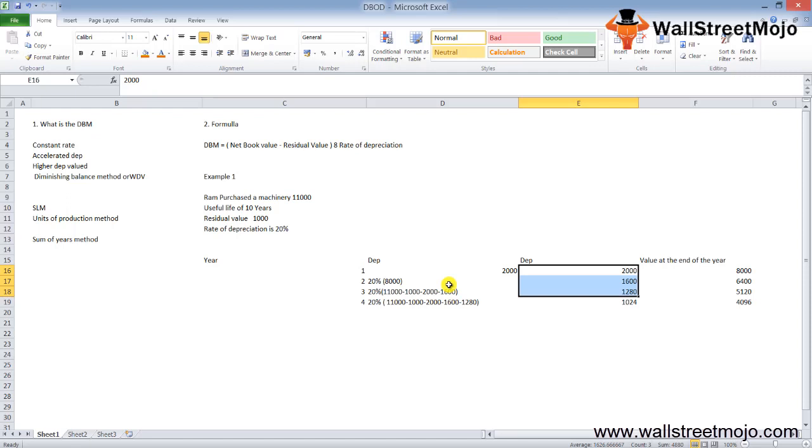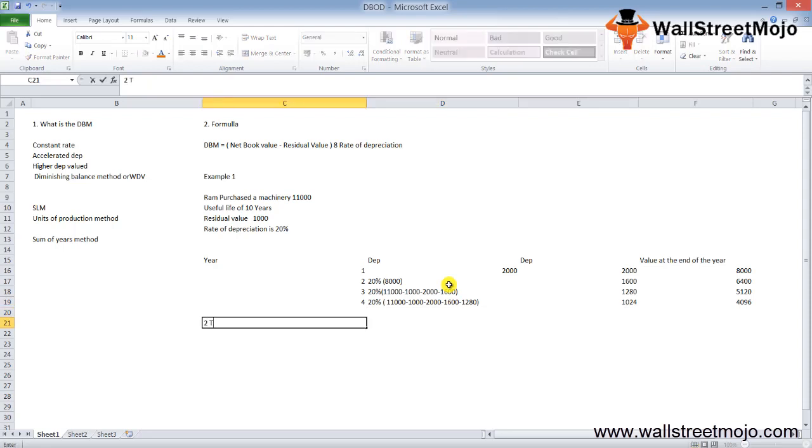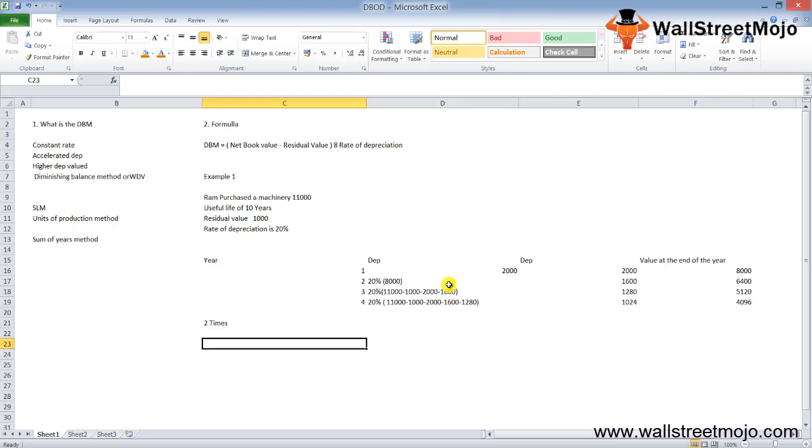Now, among the most common DBM is the double declining method. Under the double declining method, two times the straight line rate is applied to the declining balance. Two times, right? So it is an ideal depreciation method for assets that quickly lose their value or are subject to tech obsolescence, right?